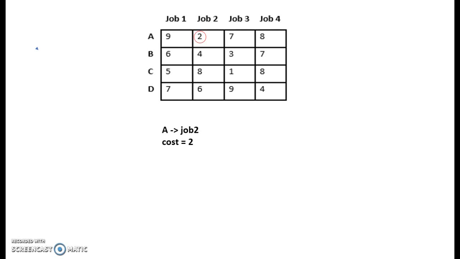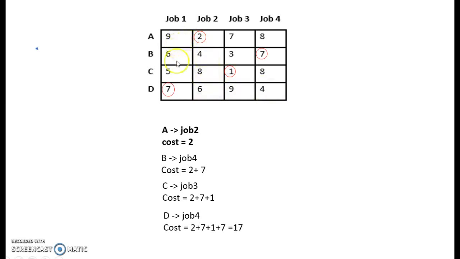If we add job number 4 cost of person B into cost, now cost will be 2 plus 7. Now we find a minimum value from row number 3, which is 1, that will be added into cost, then cost will be 2 plus 7 plus 1. If now we consider the minimum value from row number 4, that is 7, because only 7 is remaining. Then the cost is 2 plus 7 plus 1 plus 7, that is 17.